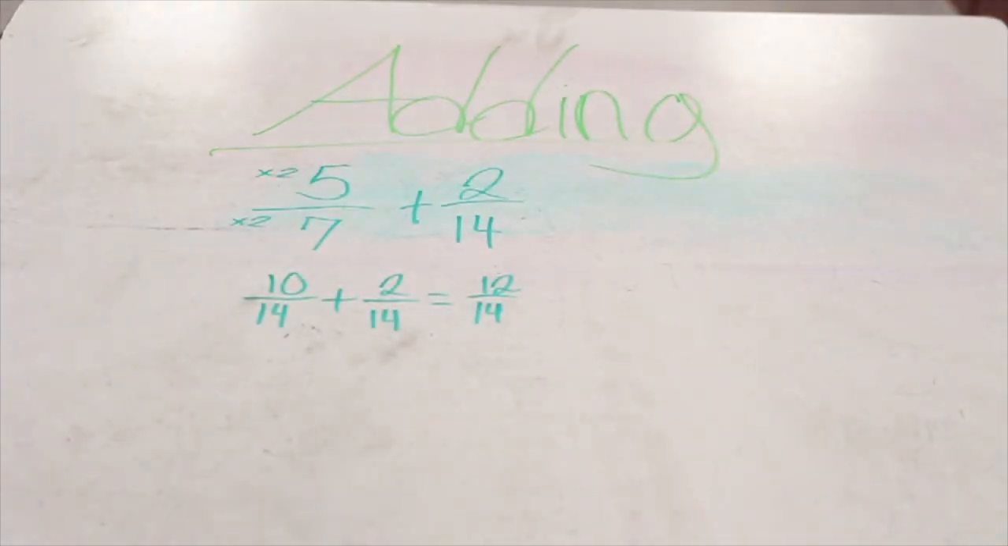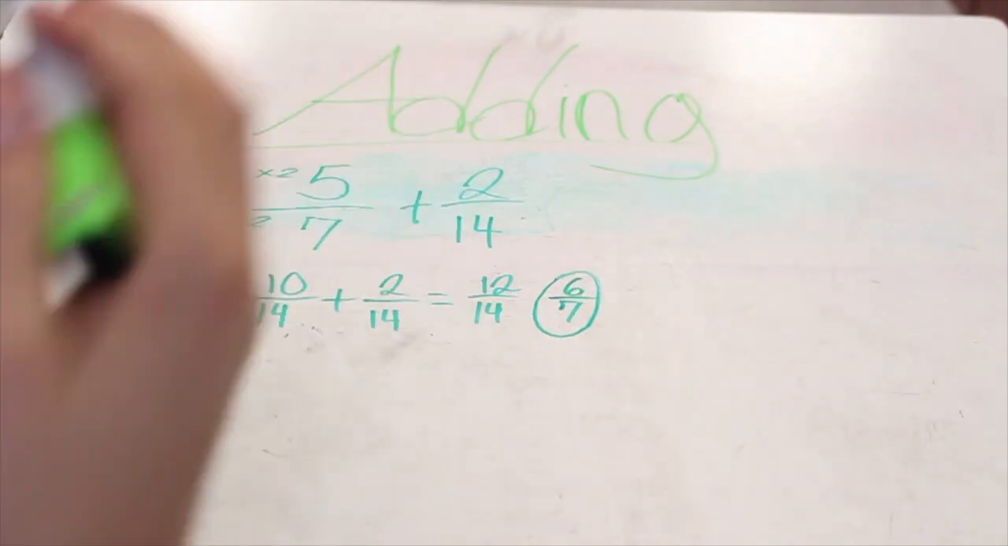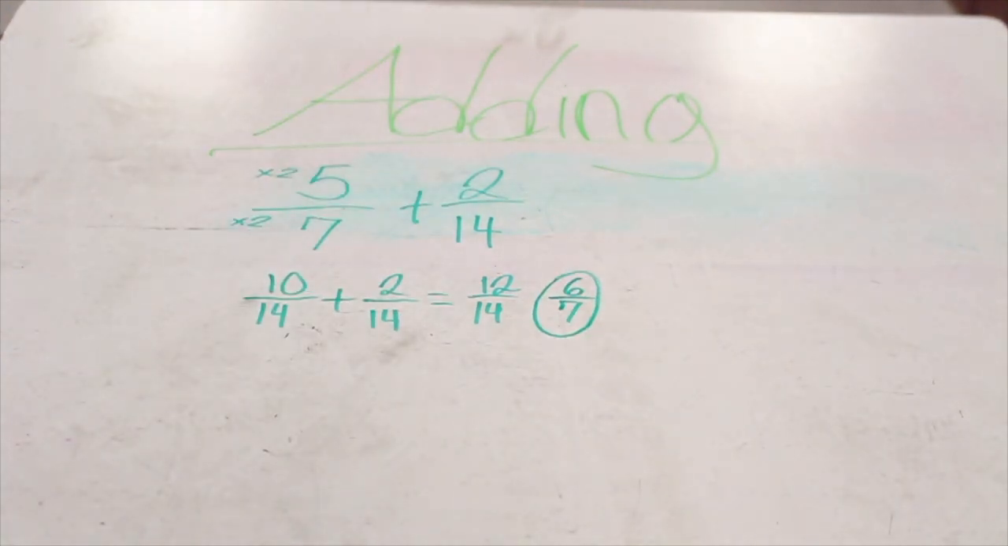If you get 12/14, you're correct. Now just simplify. If you get 6/7, you're correct.